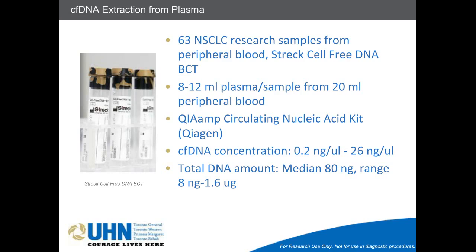And as I had mentioned, we obtained about 8 to 12 mLs of plasma from 20 mLs of peripheral blood, and we used the QIAamp circulating nucleic acid kit to extract the cell-free DNA. The concentration that we obtained ranged between 0.2 to 26 nanograms per microliter, and the total DNA amount median was 70 nanograms, but a range of about 8 nanograms to 1.6 micrograms.